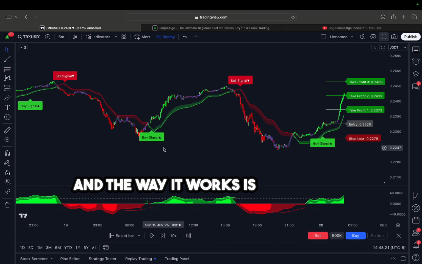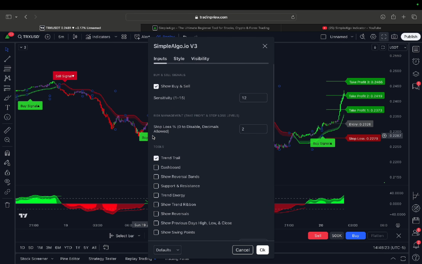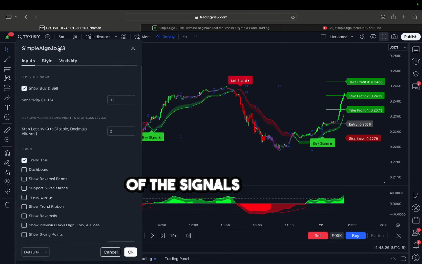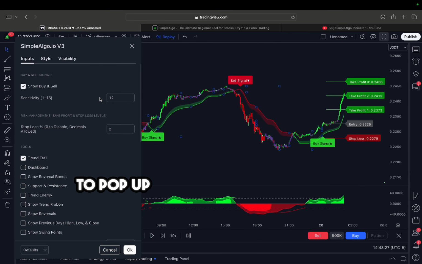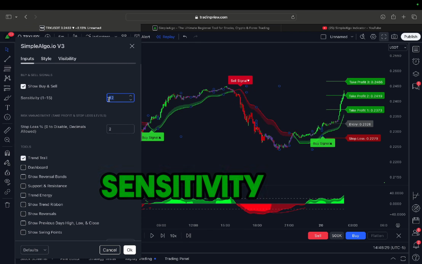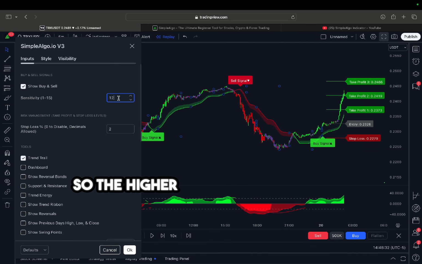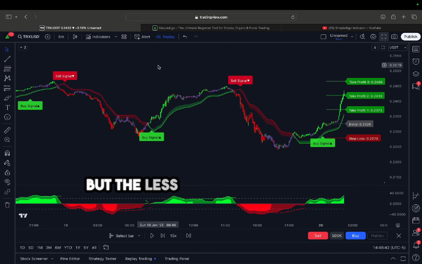And the way it works is that these signals are adjustable. So if you double click on any of the signals, your settings tab is going to pop up and you're going to be able to adjust the sensitivity of the signals. The higher the sensitivity, the less signals you're going to get, but the more accurate these signals are going to be. The lower this number is, the more signals you're going to get, but the less accurate it's going to be.